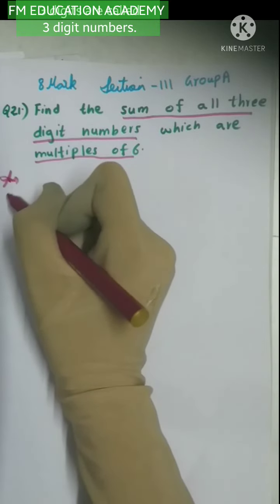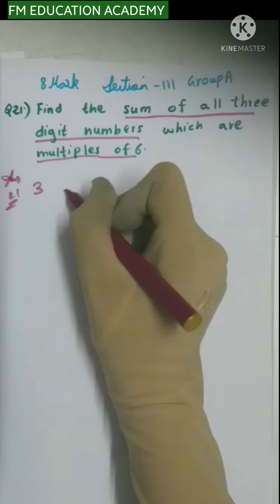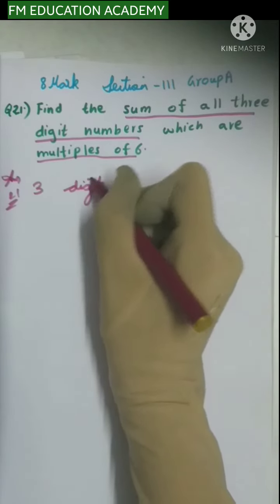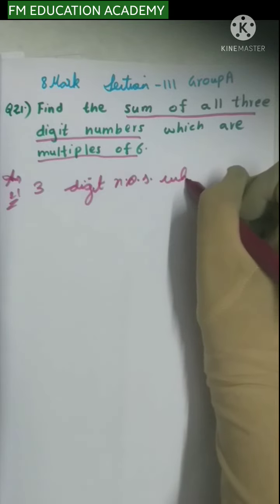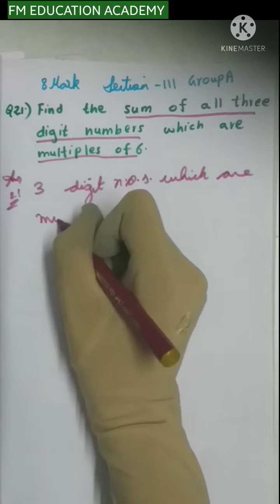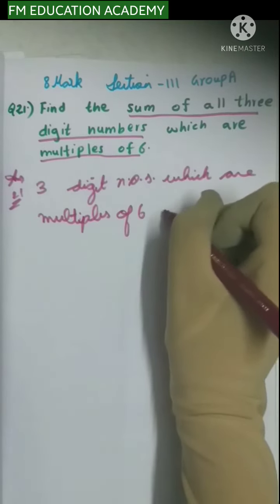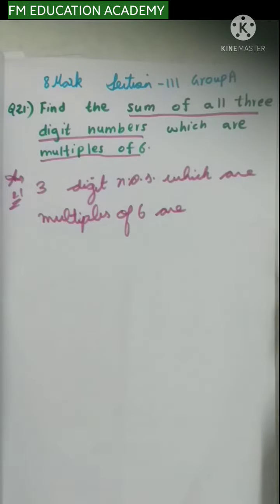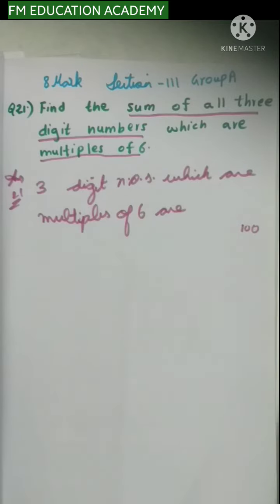3-digit numbers which are multiples of 6 are, so what is the smallest 3-digit number we have? The smallest 3-digit number is 100. But will 100 go in the 6 table? No, it will not go.